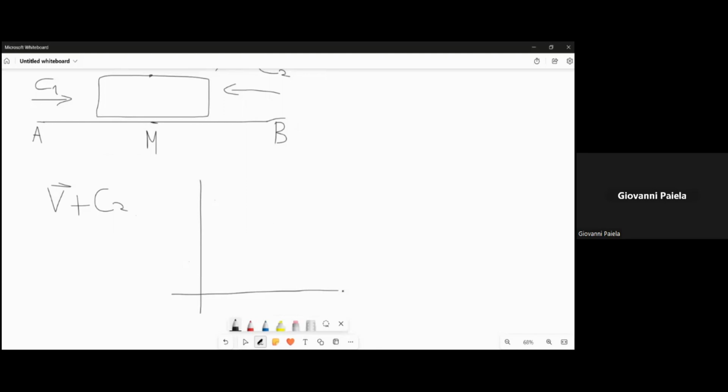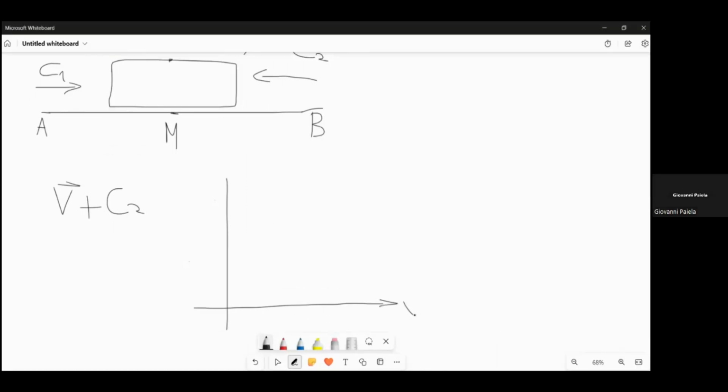So let's say we have a position, we have a space x. This is our space dimension, and we have time, two dimensions, space and time. So let's say we have the changing position of a body in some time interval. Let's say its velocity is smaller than the speed of light.